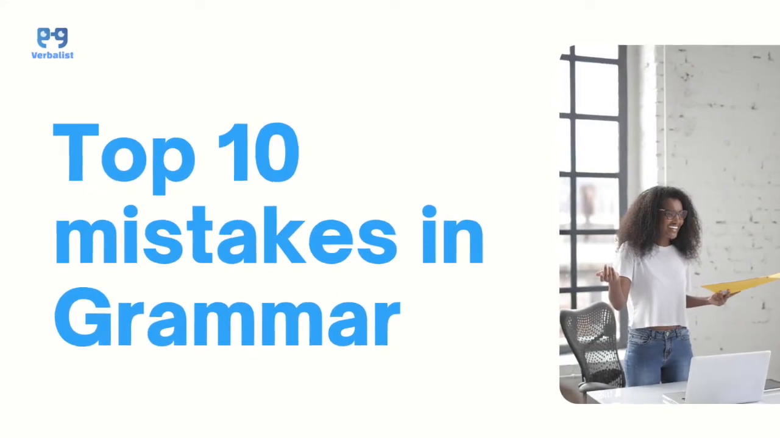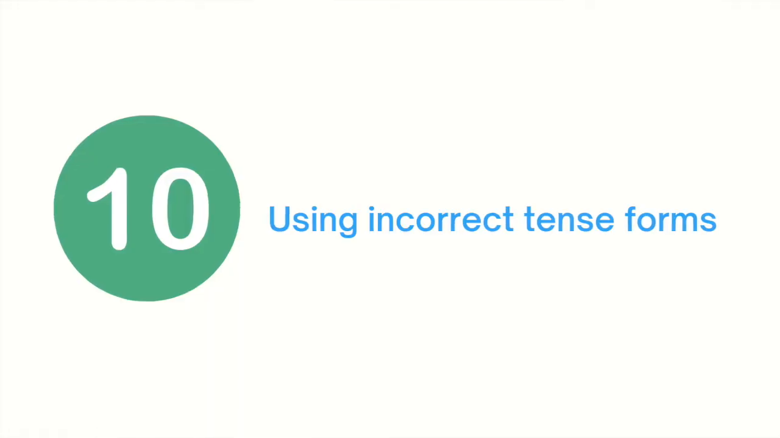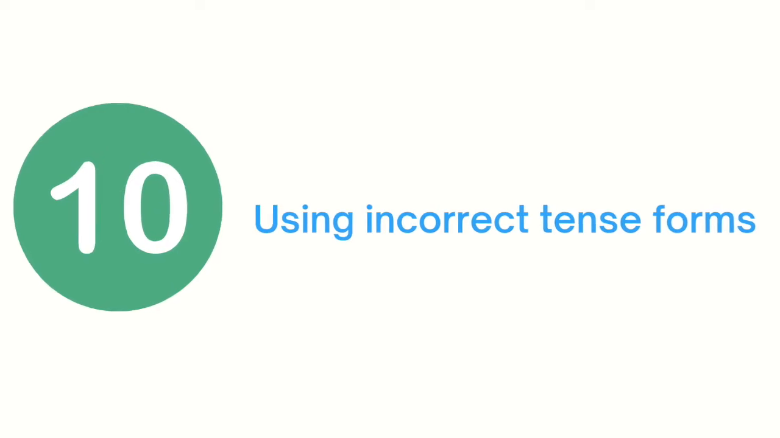In this video, you're going to understand the top 10 mistakes that are made in grammar. And if you correct these mistakes, you are on the way to scoring a band 8. Let's get started. Mistake number 10 is using the wrong tense form.